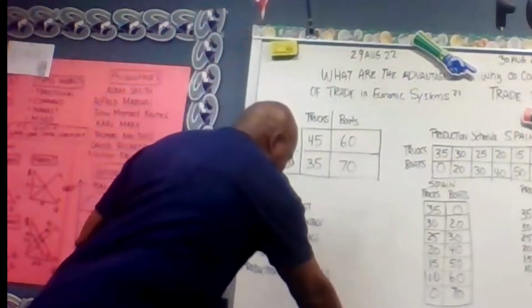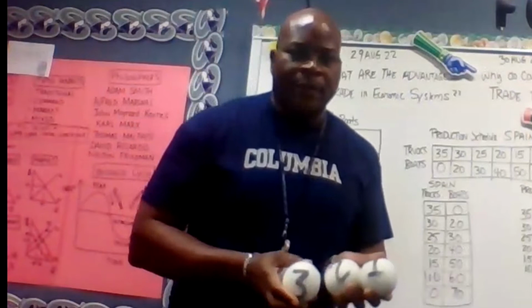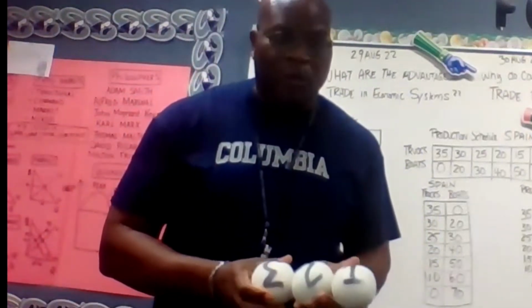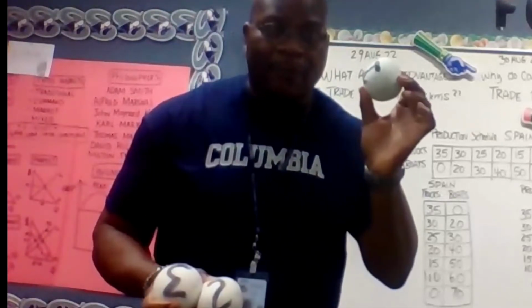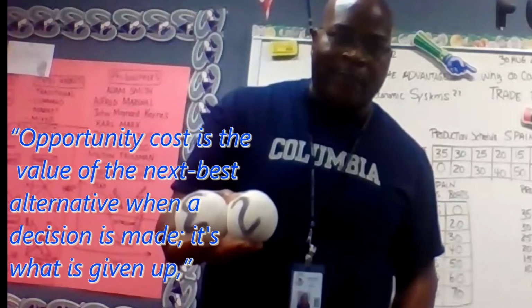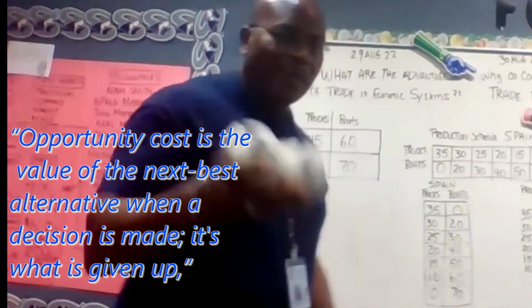For instance, I got 3 balls here, 1, 2, and 3, representing 3 choices. I could choose choice 1, 2, or 3. If I choose choice 1, my opportunity cost would be 2 and 3 because I did not choose 2 and 3. So I choose this, my opportunity cost will be what I didn't choose.